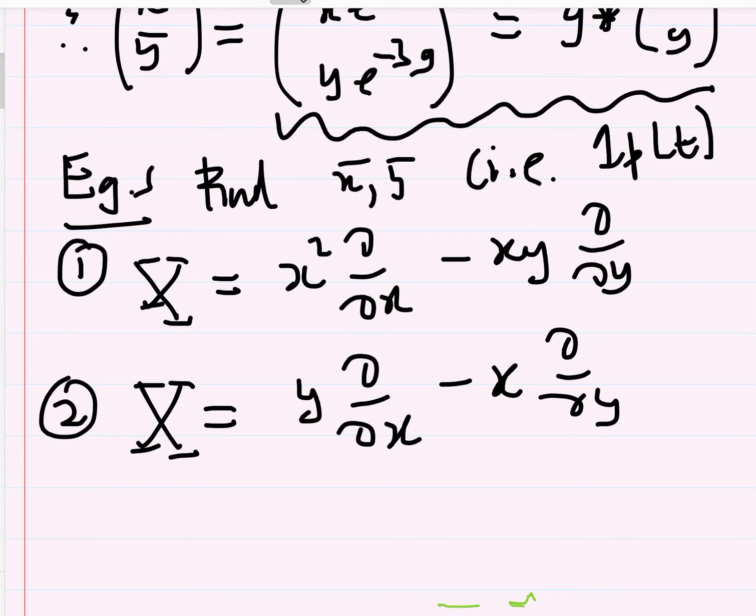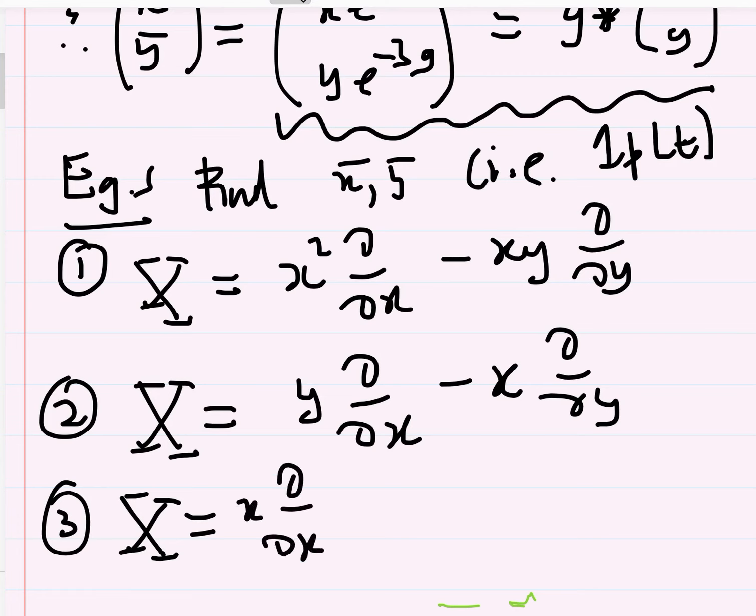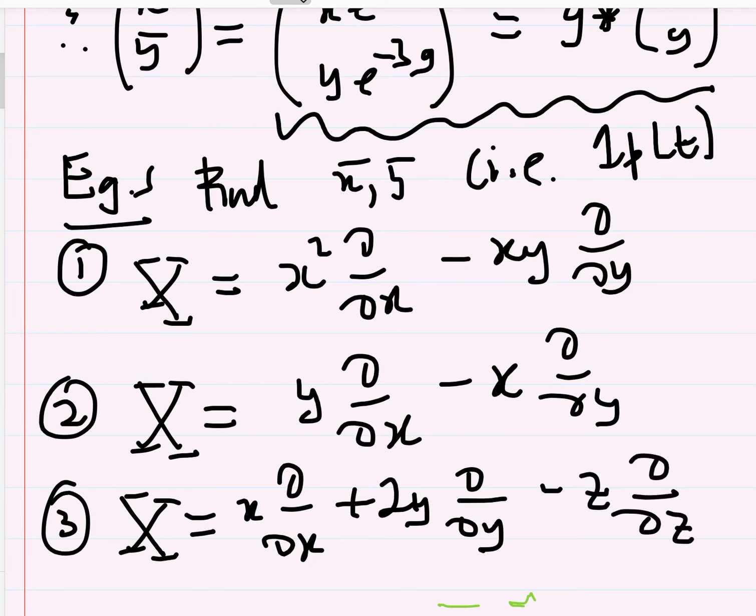These are familiar examples we've seen before, but here I give you the vector fields, you construct g star xy. And you can do this for 3 dimensions also. Here's a simpler one, but one similar to the example I've just done. So here's x d by dx plus 2y d by dy minus z d by dz. So here's one of 3 coordinates. This number 3 is very similar to the example I've done above.